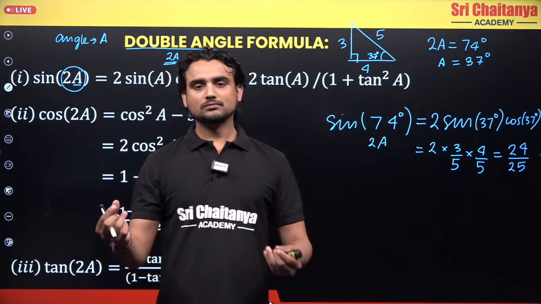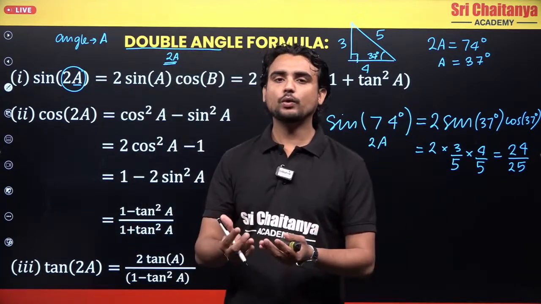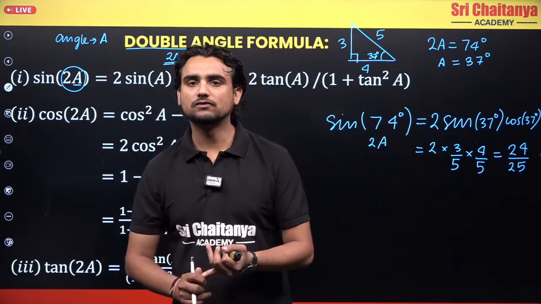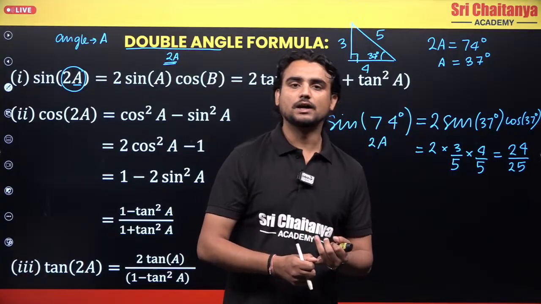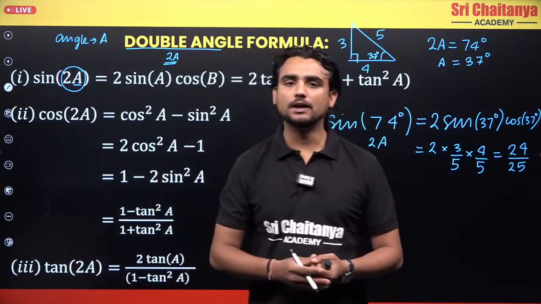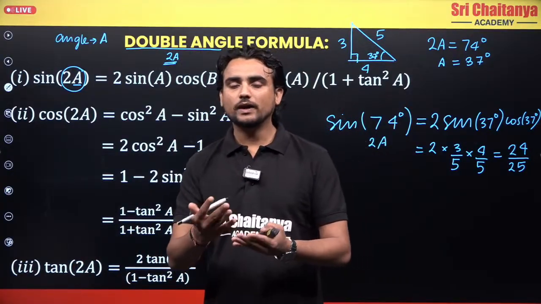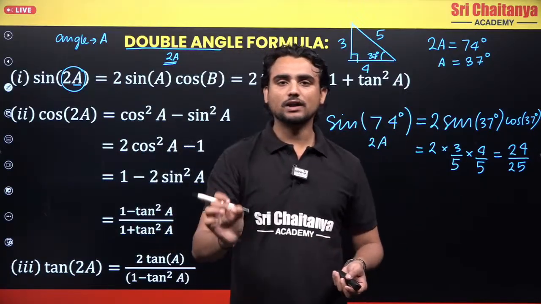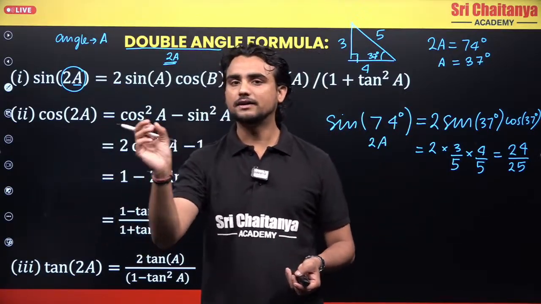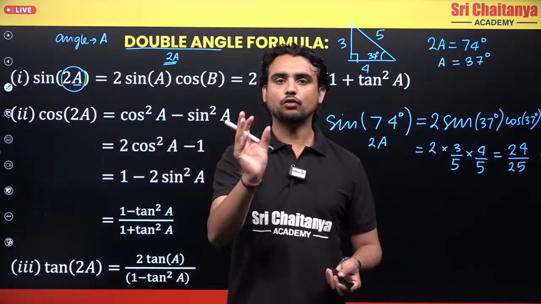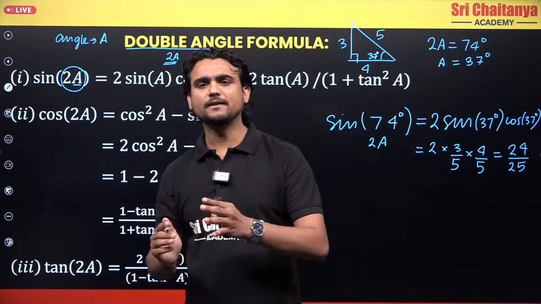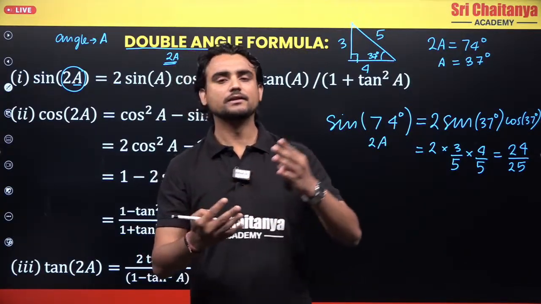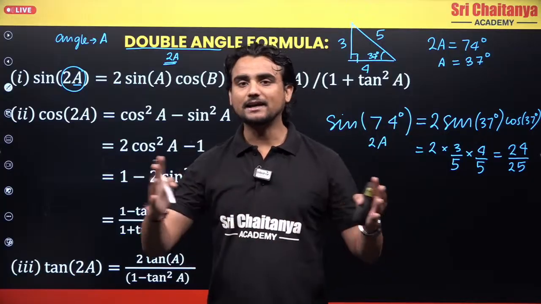Okay, so why are we doing so many formulas? Sum and difference formula, then double angle formula, right? We'll also do triple angle formula. We are doing this because I have some standard angles, and what are the standard angles? 0 degrees, 30 degrees, 37 degrees, 45 degrees, 60 degrees, also 53 degrees and 90 degrees. Okay, so these are the standard angles.